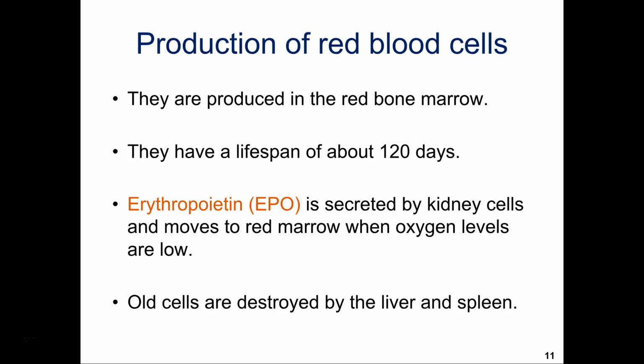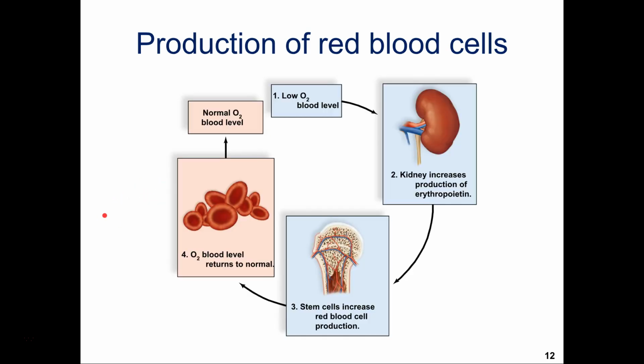And since these things only have a lifespan of 120 days, your body is constantly breaking down and making new red blood cells. So the spleen and the liver are going to break your old red blood cells down into their various components, and you're going to excrete them through a series of different pathways. You're going to recycle parts of them, you're going to sweat some of them out, you're going to pee some of them out, and you're going to make new ones. And this is the chemical that tells your body it's time to make more.